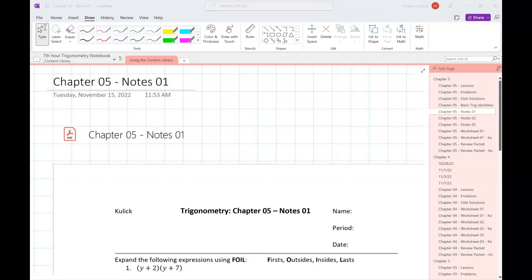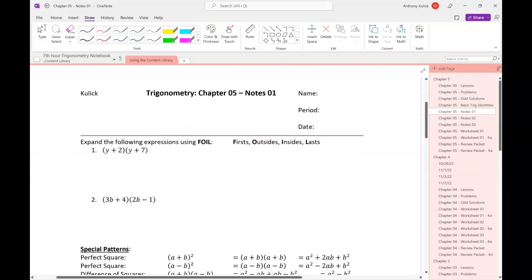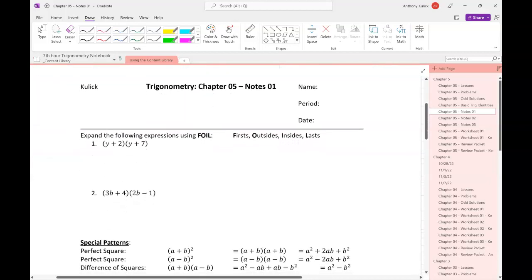But before we start chapter 5, we have some algebra skills that we need to review. So get back in your time machine. We're going to go back to our Algebra 1 and 2 class. We're just going to do a little bit of some algebra skill reviews. Okie dokie?